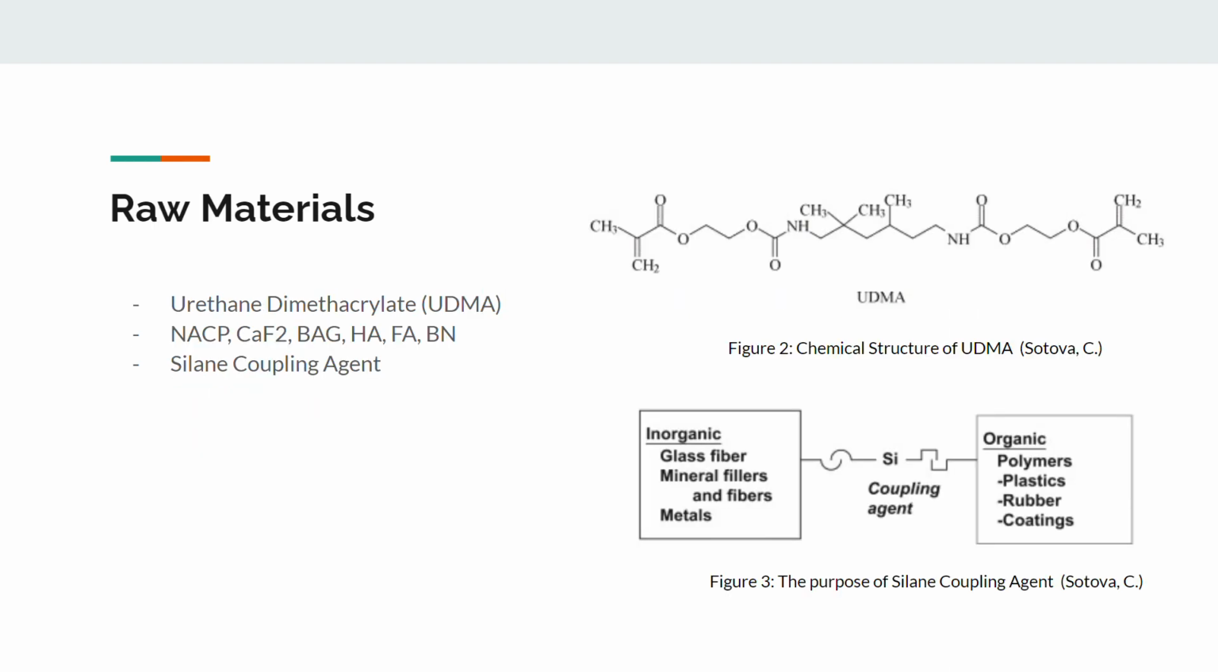Some raw materials to produce our dental composite include the following: UDMA as the organic polymer matrix, as shown in Figure 2. NACP and others are inorganic additives to prevent disease and bacteria from attaching to the composite. And the silane coupling agent is used to increase chemical interfacial adhesion, as shown in Figure 3.